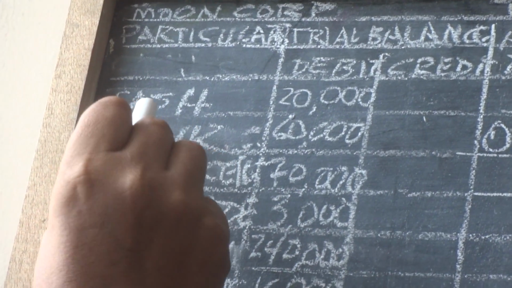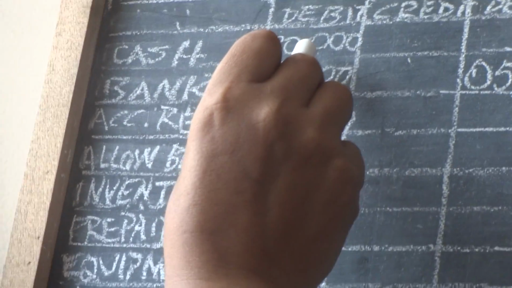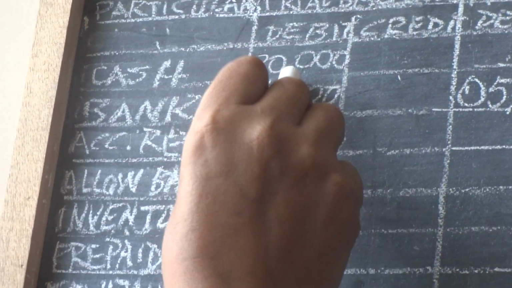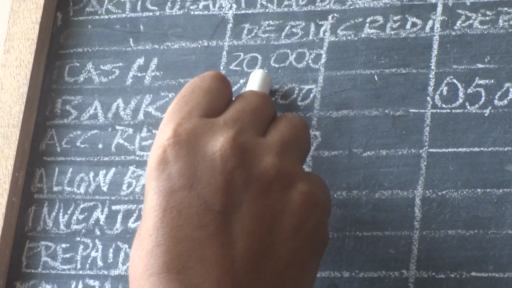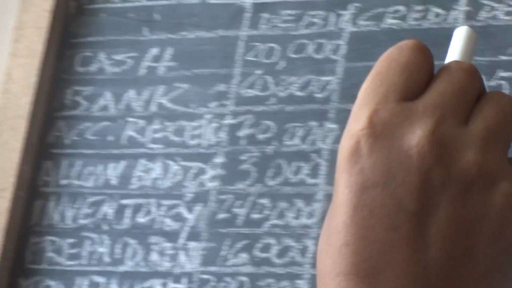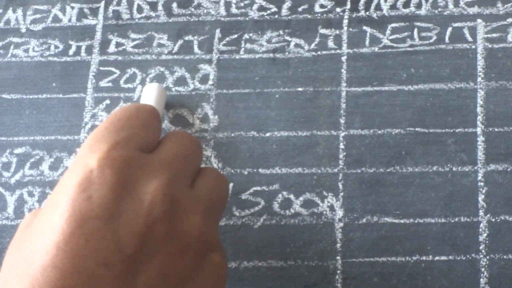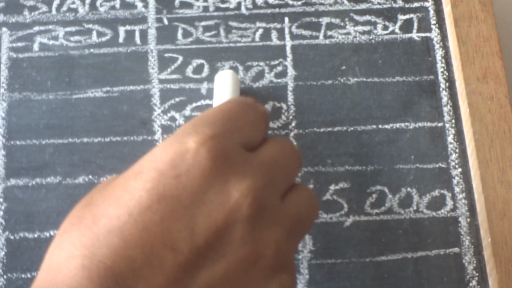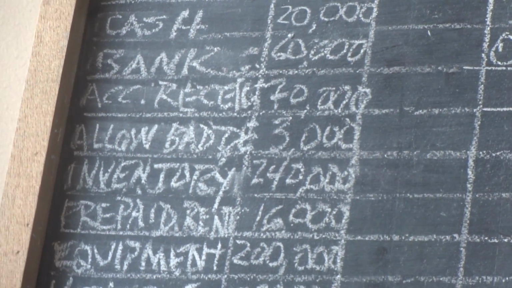Let's see the first account, the cash. The company has $20,000 in a strong box that goes to the debit in adjusted and also goes to the column of debit in the balance sheet because it's a proprietorship of the company.